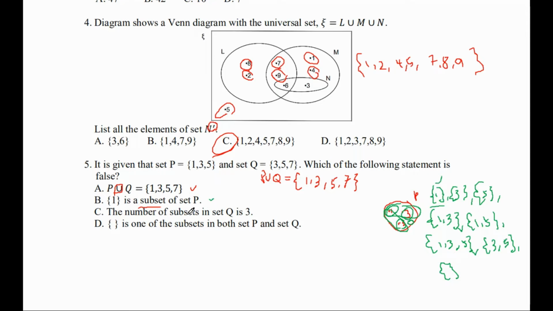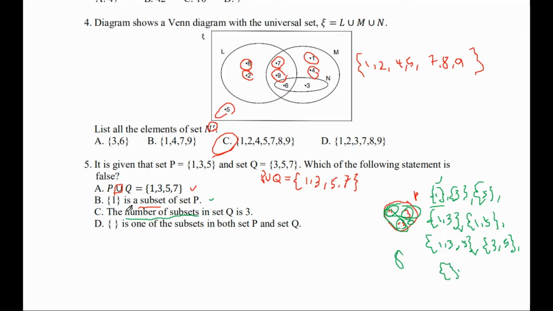The number of subsets in set Q is 3. Okay, what is the meaning of number of subsets? For example, this one. How many subsets are there for set P? You just count: 1, 2, 3, 4, 5, 6, 7, 8. So you have 8.